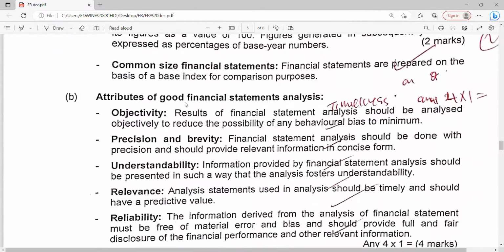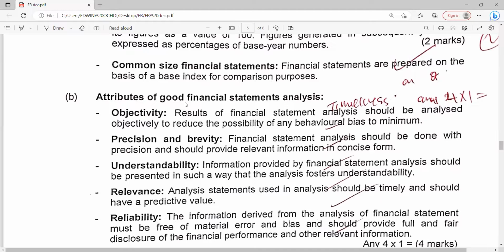And then there's attributes of a good financial statement analysis. This one, even you could have used the word SMART. Specific, measurable, attainable. So the one we use in leadership and management, of which I know you have not done that. So anyway, attributes of a good financial statement analysis, it has to be objective. So results of the financial statement analysis should be analyzed objectively to reduce the possibility of any behavioral bias to minimum. So there must be objectivity.